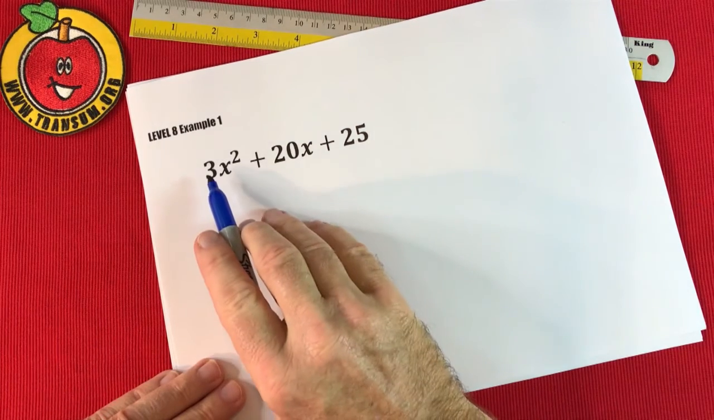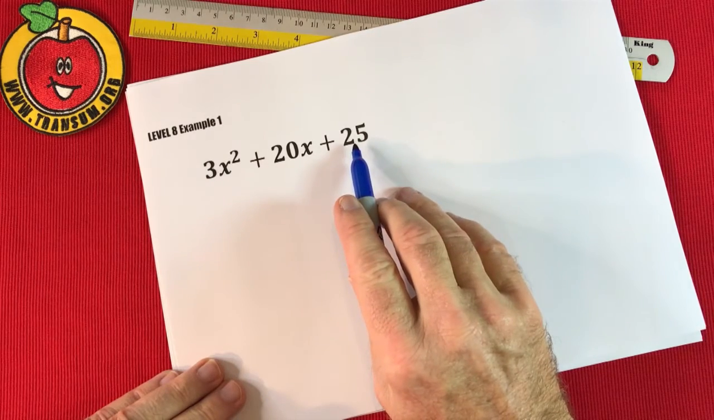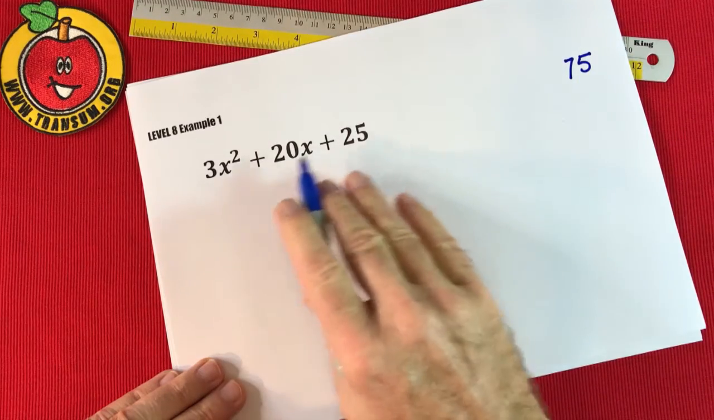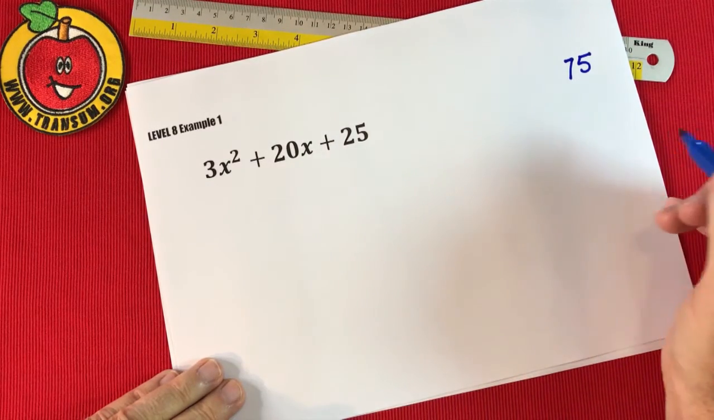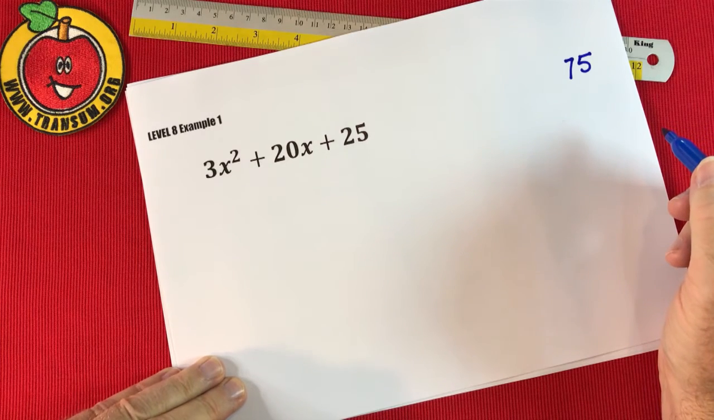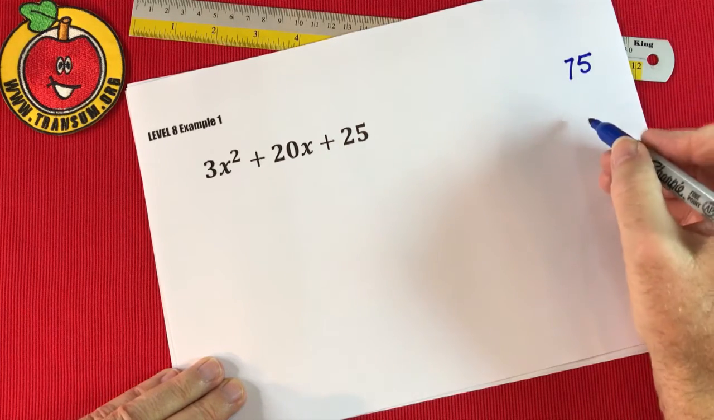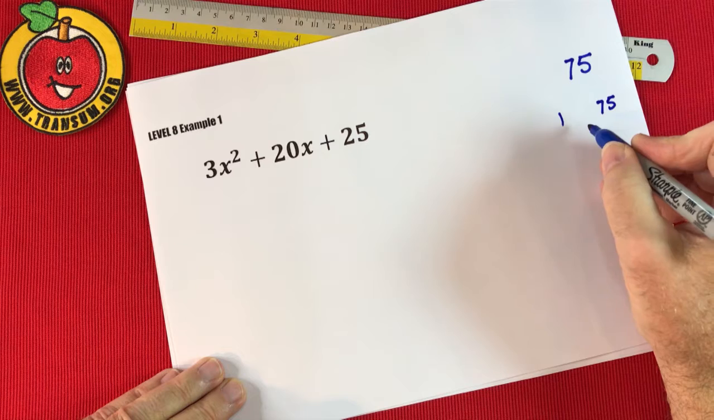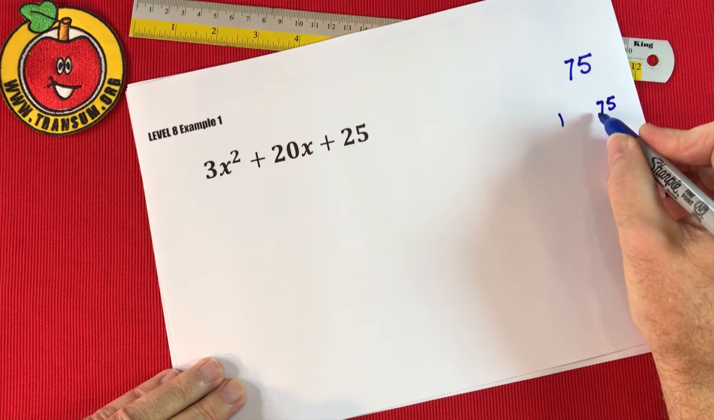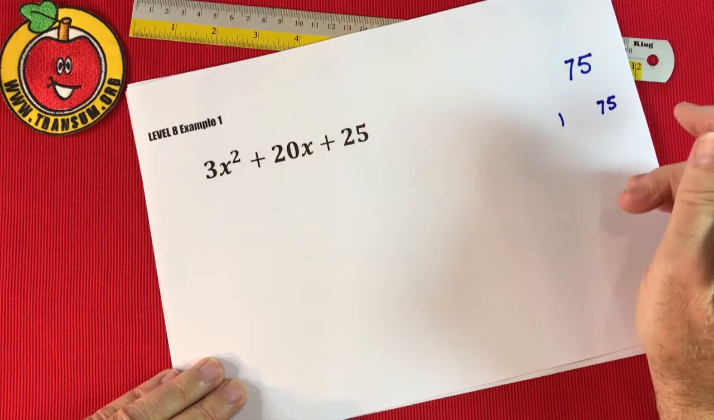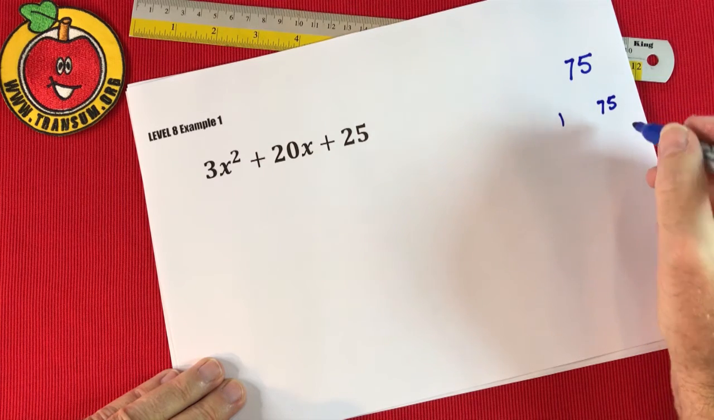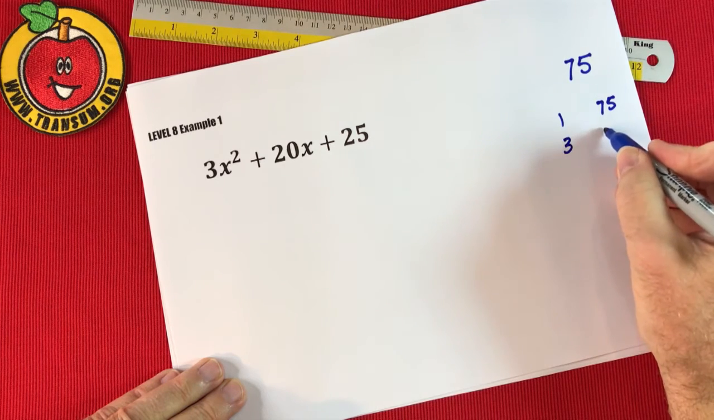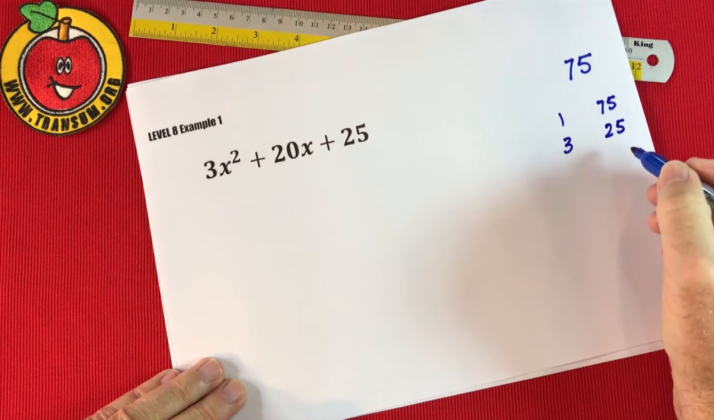So let's see. First of all, I multiply the 3 by the 25, and that gives me 75. 3 25s is 75. And then I write down all the factor pairs of 75. So 1 and 75. But of course it could be minus 1 multiplied by minus 75. But let's not worry ourselves about that just yet. It's not an even number, so I know 2 isn't a factor. But 3 is, because 3 times 25 gives me 75.